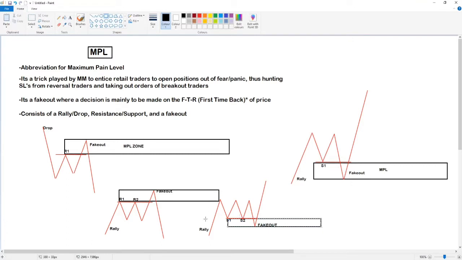So these are the ones that yield the most or the highest probability. These are the common ones. You also find MPL 3s and whatnot. So this is all that you need to know on MPLs.